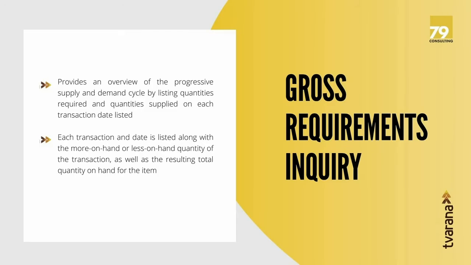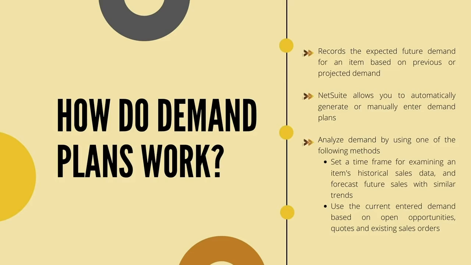So we'll see how demand plans work. A demand plan records the expected future demand for an item based on previous or projected demand. NetSuite allows you to automatically generate demand plans or to manually enter an item demand plan. The user can elect to analyze demand by using one of the following methods. Set a time frame for examining an item's historical sales data and forecast future sales with similar trends. Use the current entered demand based on open opportunities, quotes, and existing sales orders.